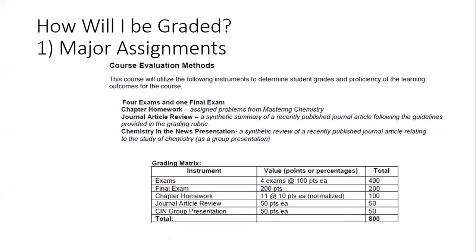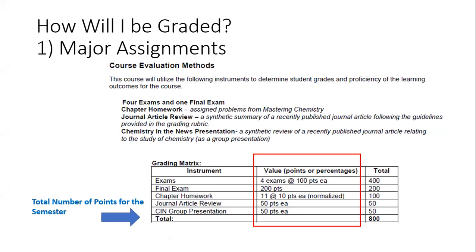Now let's talk about grades. Most professors will include the major assignments such as exams, homework, attendance, and projects that make up the points in their class. In this example, you can see that Dr. Y has 800 total points possible in this Chemistry 1 class. This consists of 400 points for exams, 200 points for the final exam, 100 points for all of the homework, 50 points for the journal article review, and 50 points for the group presentation. Dr. Y even gives a brief description of each assignment so you have an idea of what these assignments will look like.